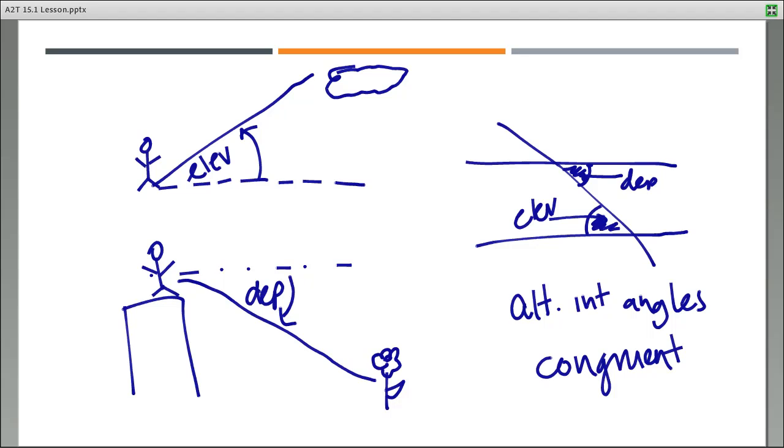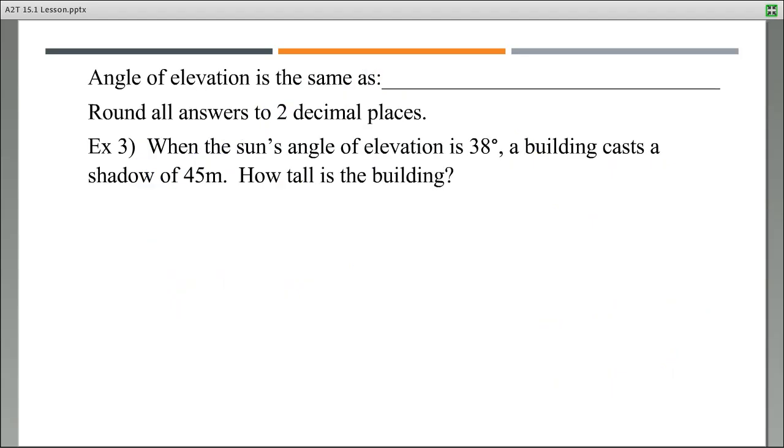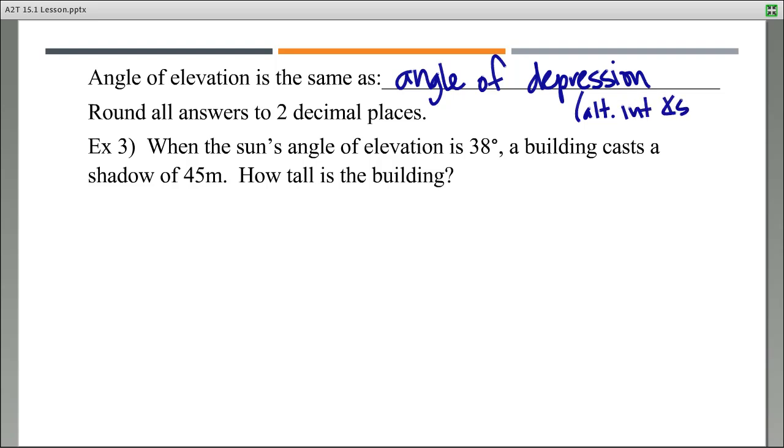All right, so what does that mean for us in our notes? Your notes say angle of elevation is the same as the angle of depression, and it's because of alternate interior angles being congruent. Okay, so again, we're going to round all of our answers to 2 decimal places.